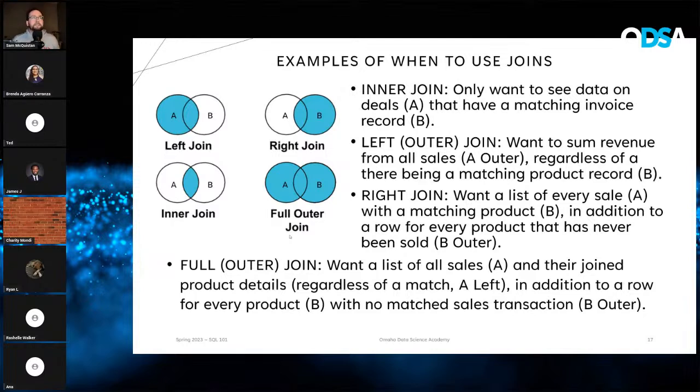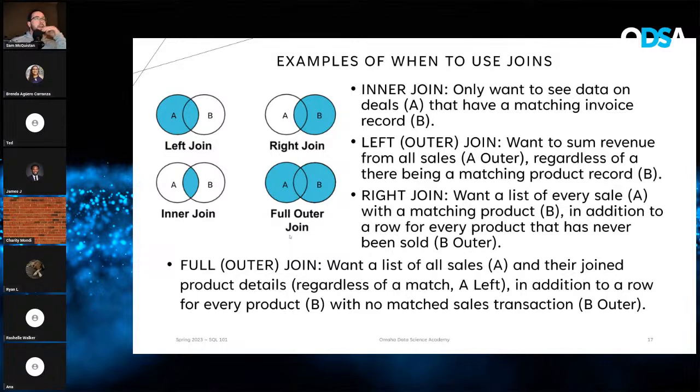Left outer join, a case where you might want to use this is if you want to sum revenue from all of your sales. So this would be sum revenue on table A, your sales table. That's the A outer part. And then regardless, you want to return all of those data points regardless of if there's a matching product record. So that would be your B table. You return any matches, but you exclude any of those dimensional records that don't have a sale on your table A.